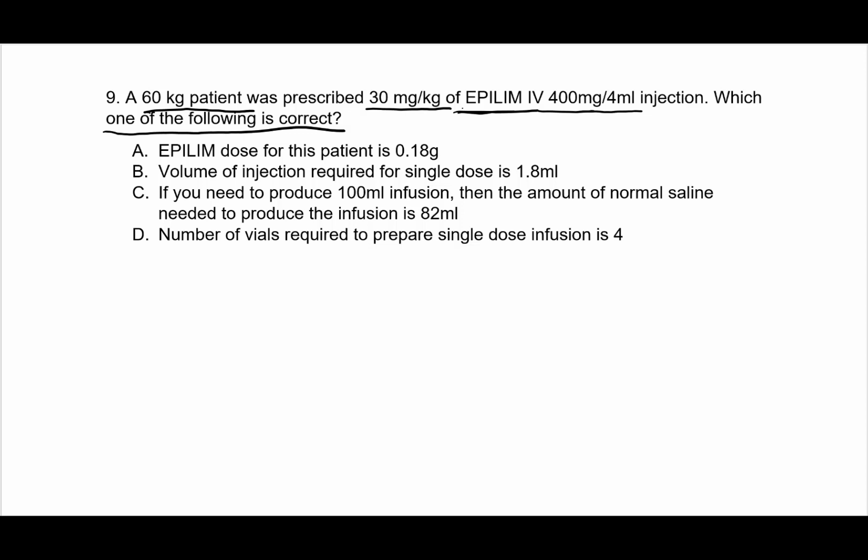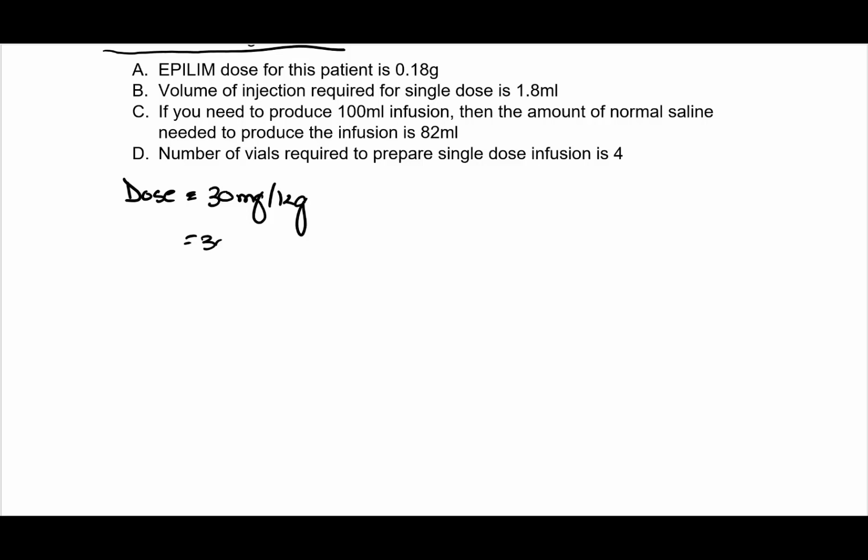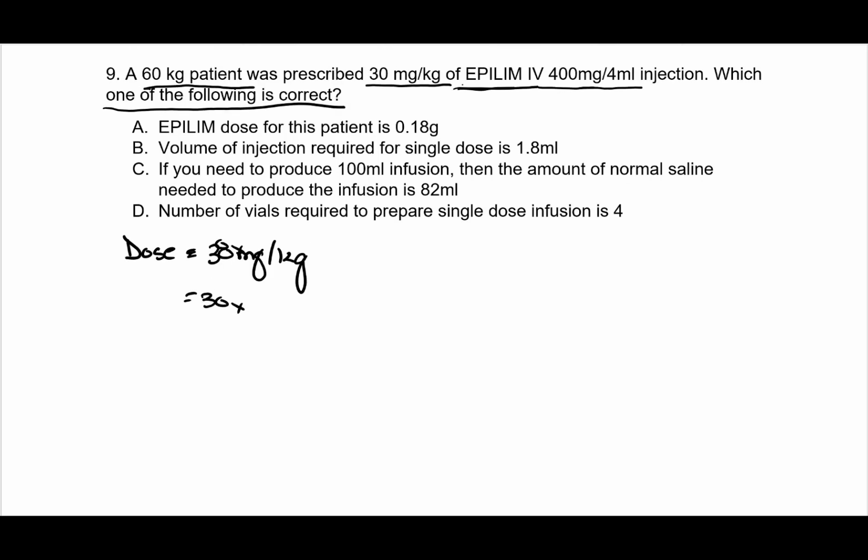So let's calculate what's the dose of this patient. Dose is 30 milligrams per kg, and we have been given the weight of the patient. So that's 30 times, weight of the patient is 60. So 30 times 60 is 1800 milligrams. And in grams, it would be 1.8. So the dose of the patient given is 1.8.